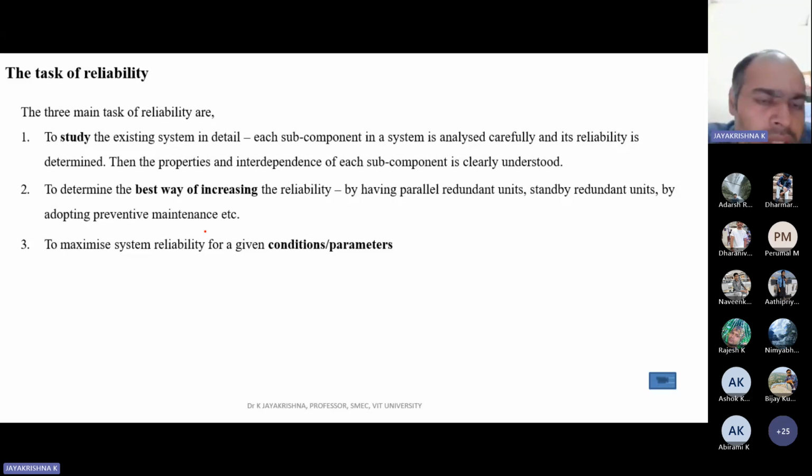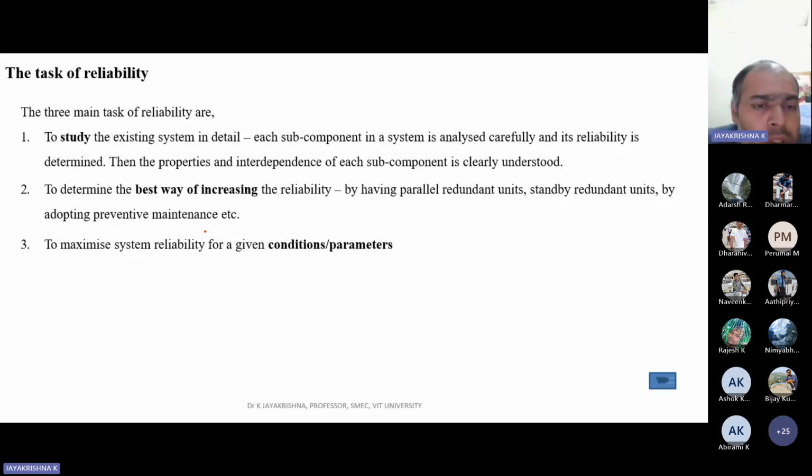Next, what you're trying to do is find the ways of increasing the reliability of the product. Like how can I improve the reliability? Whether I can have a parallel run system, a standby run unit, or whether I can do any preventive maintenance well in advance to increase the reliability of the product. All these things we are going to do.